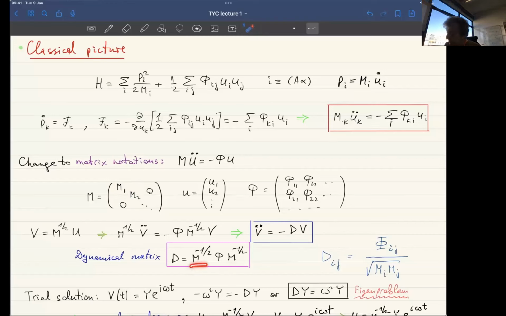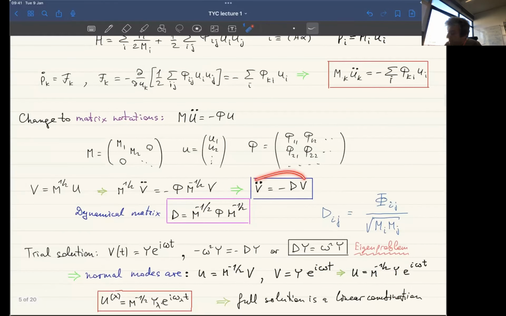So this will appear in the power -1/2, when we have 1 over square root of mass along the diagonal in each term. And this matrix D would have that structure. This is called the dynamical matrix.